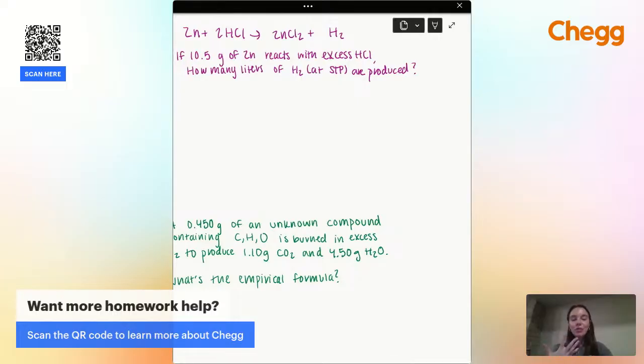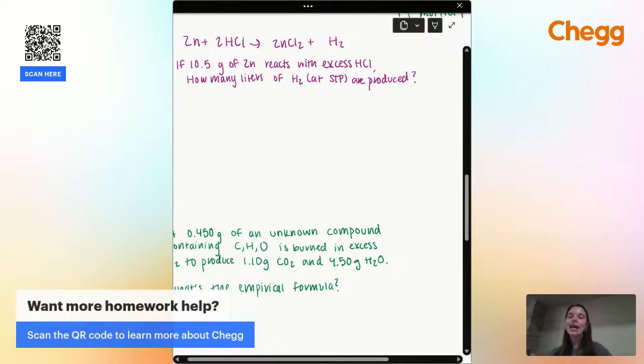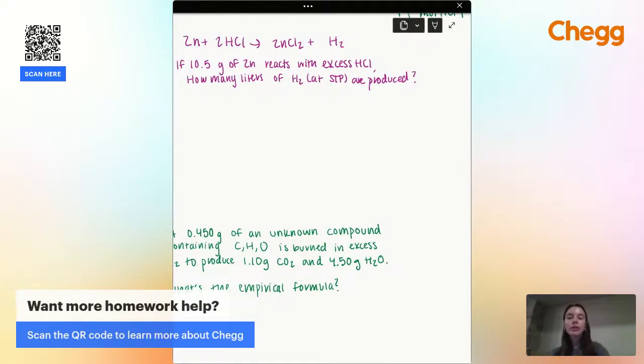Until we get a few more questions, let's do this next problem, which is zinc plus hydrochloric acid yields zinc chloride plus hydrogen gas. If 10.5 grams of zinc reacts with excess hydrochloric acid, how many liters of H2 at STP are produced? I'm going to give you all 30 seconds. Let me know what the key components of this question are, and let me know how you would solve it. Again, bonus points if you can solve the entire problem in the 30 seconds. Your time starts now.